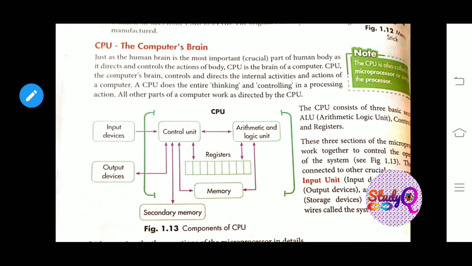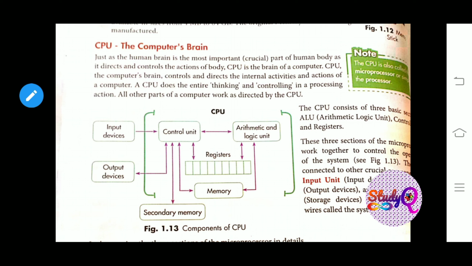Just as the human brain is the most important crucial part of the human body, as it directs and controls the action of the body, CPU is the brain of a computer. CPU, the computer's brain, controls and directs the internal activities and actions of a computer. Students, you can compare your brain with CPU. CPU is the microprocessor which is fixed inside the cabinet, the system unit. We can say that on the motherboard, under the heat sink fan, there is a microprocessor.